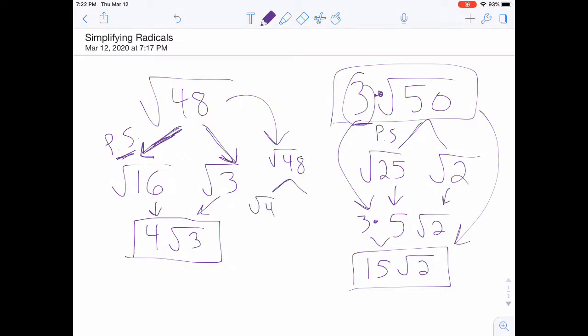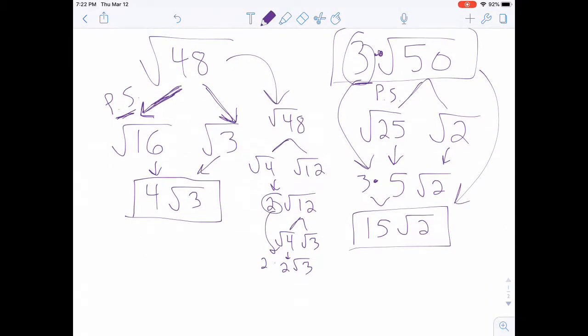Maybe I picked 4 and 12. The square root of 4 is 2 times the square root of 12. I would have to look here and realize that 12 can be broken up again into 4 times the square root of 3, making this 2 times the square root of 3. Very similar situation to the one on the right. This 2 gets brought down, 2 times 2, which is 4 square root of 3.